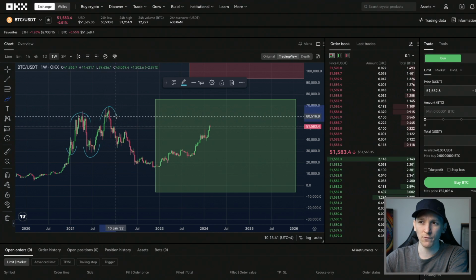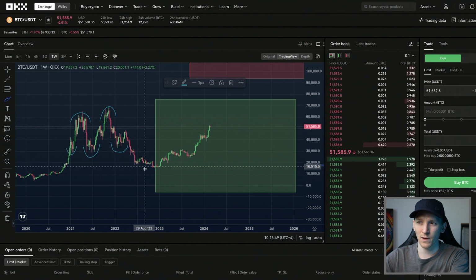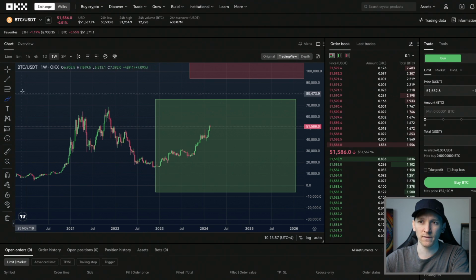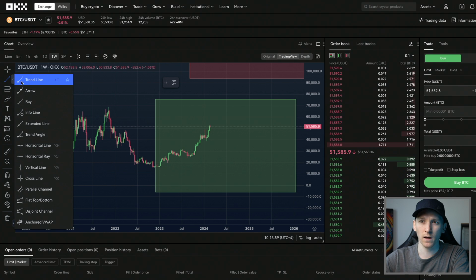A rejection level here. We have a rejection level here. We have a rejection level here, right? You can see where the price moves and rejects from. Then we obviously have a very clear rejection here as well. So what we do, we can draw a line or a box to show support and resistance. So we'll just click a trend line.